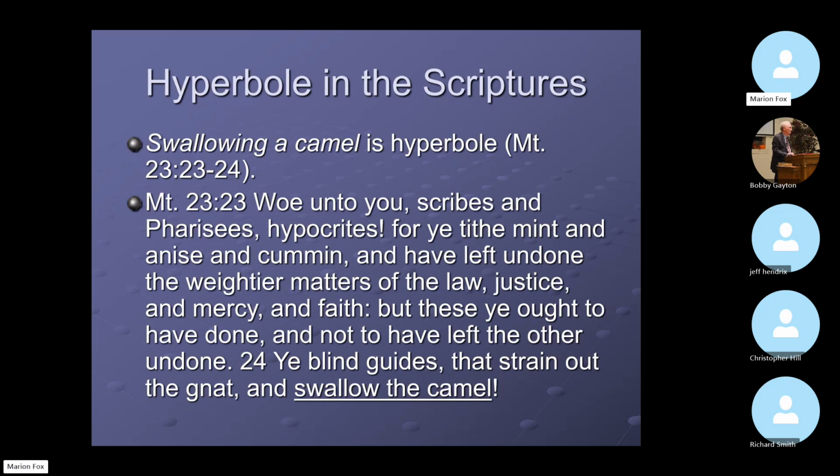So I've heard people say, well, you just tithe mint and anise and cumin, when they try to tell them we need to obey the scriptures. This is not saying that they were doing wrong in the tithing of the mint and anise and cumin. If you read carefully, He says these you ought to tithe, that's correct, but you ought not have left the other things undone. What other things? Well, the weightier matters: justice, mercy, and faith.